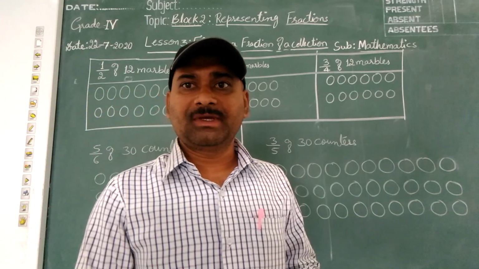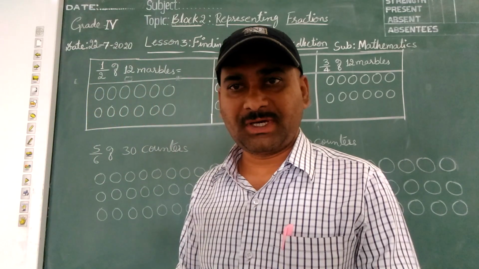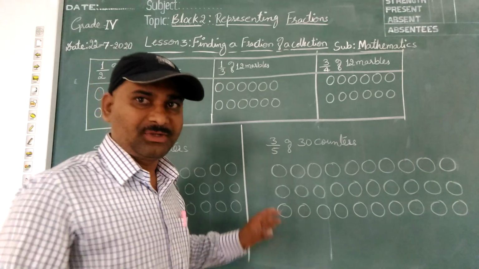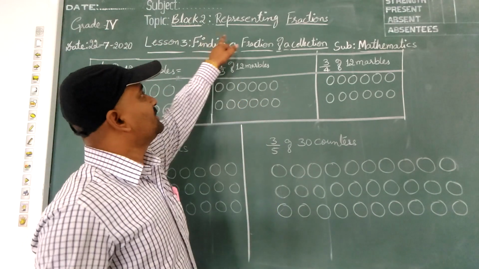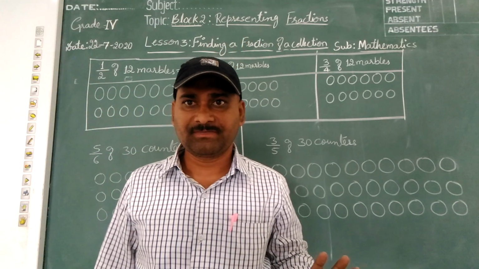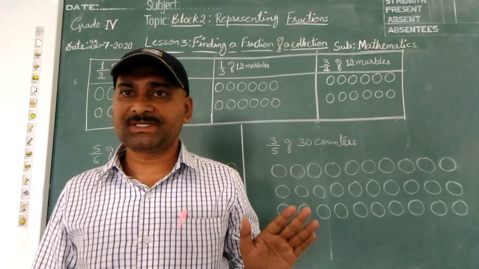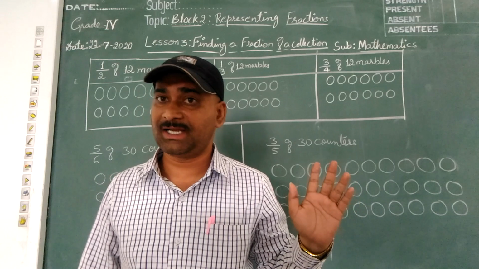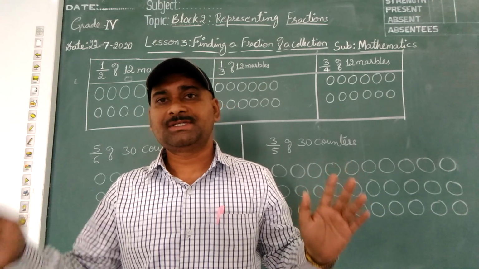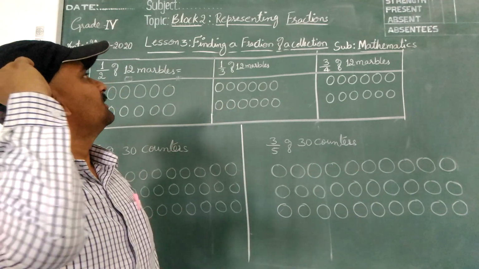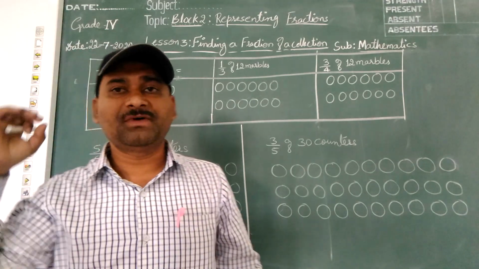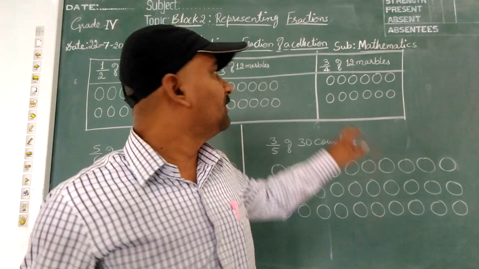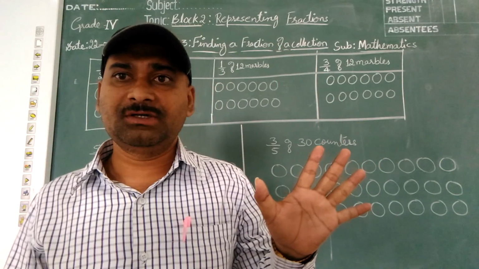Children, here actually we are doing block 2. As you all know, block 2 is going on, that is representing fractions. How to represent a fraction is going on. In the second lesson we discussed in the last class. So this is the third lesson, that is finding a fraction of a collection.